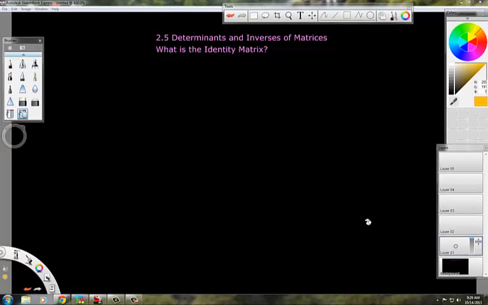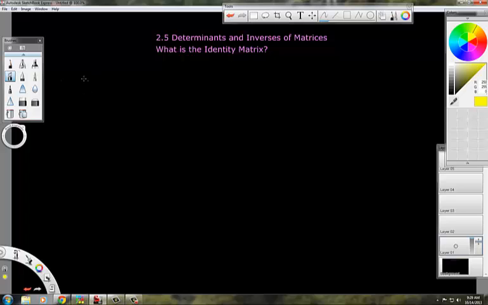Hello. 2.5 determinants. This is something new. And we're going to learn how to find inverses of matrices, but probably not in this video because I want to show you what the deal is with the inverse matrix. Or, sorry, the identity matrix. Okay, so an identity matrix.